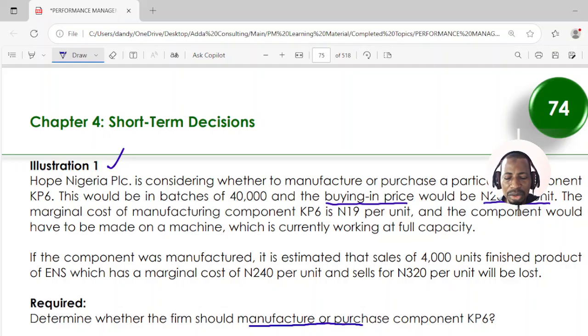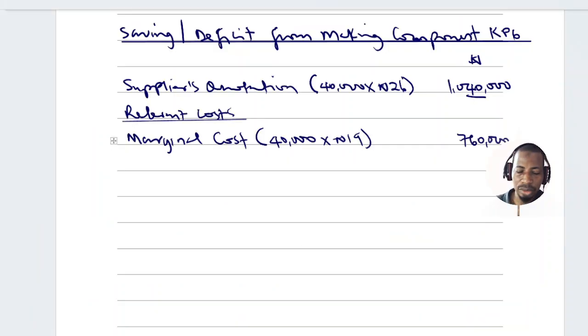Therefore, how do you determine the contribution loss? You take 240 from 320, that's 80 naira per unit. Then you multiply with the 4,000 units. So whatever you have will represent the contribution loss. Okay. So I would then come here, contribution loss.